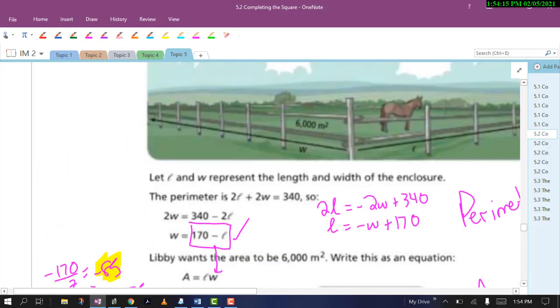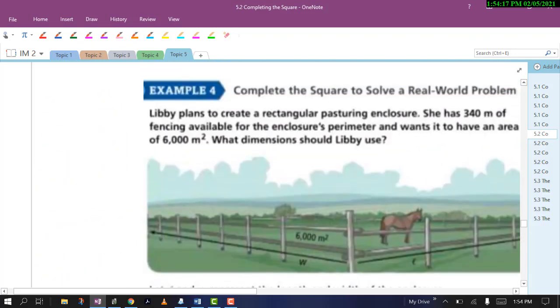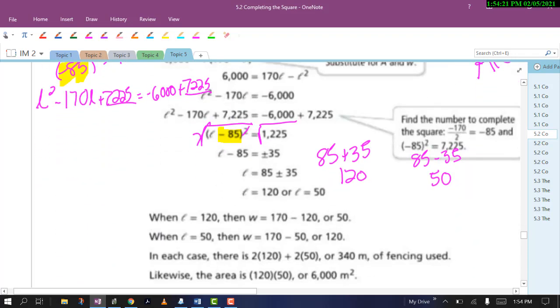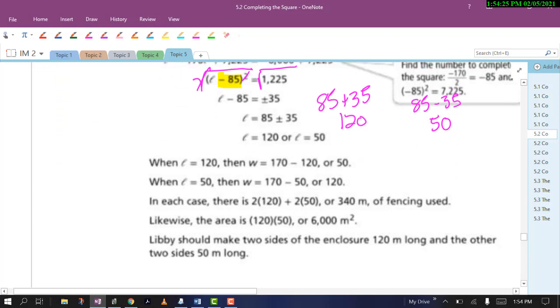So we didn't really answer the question yet. What dimension should Libby use? Well, we have our length, 2 lengths actually. So we substitute those back into the original equation, or equations, so that we can find our width. So when L is 120, then W equals 170 minus L, which is 170 minus 120. And of course that's 50. And when L is 50, 170 minus 50 is 120.